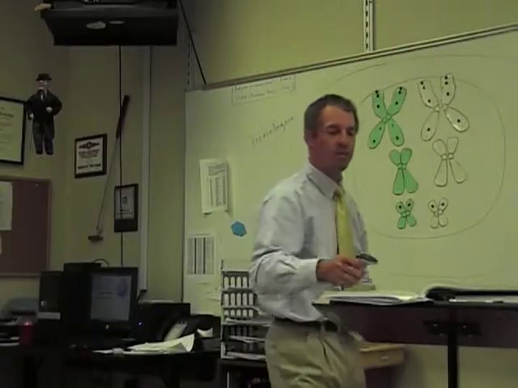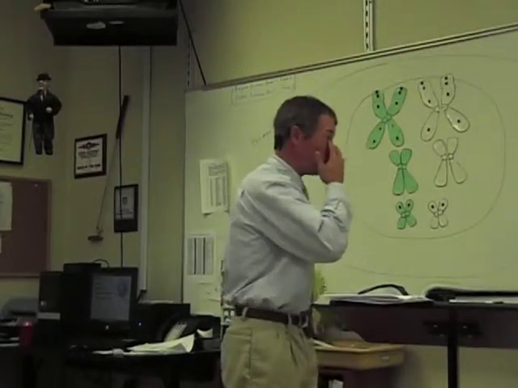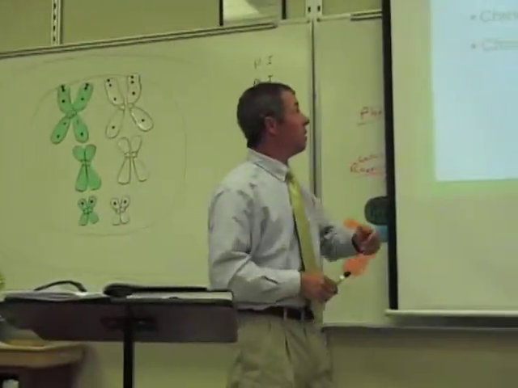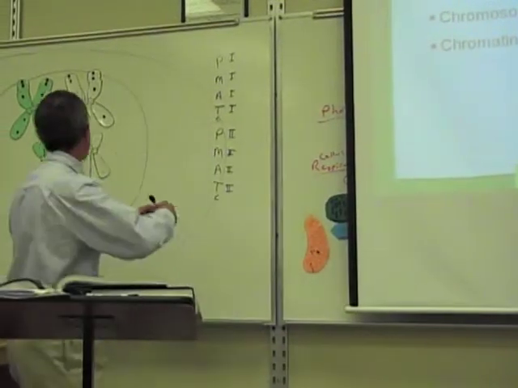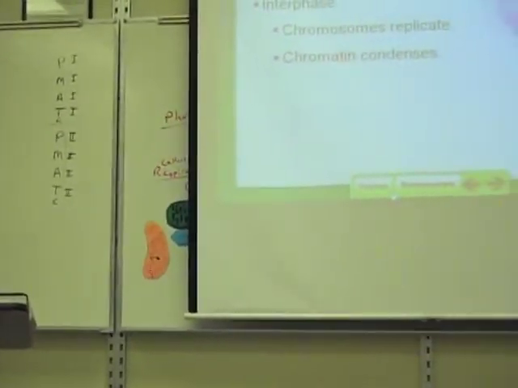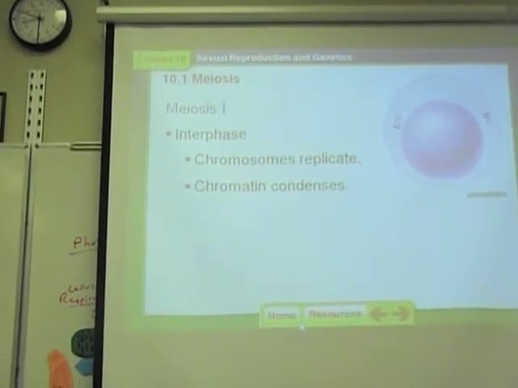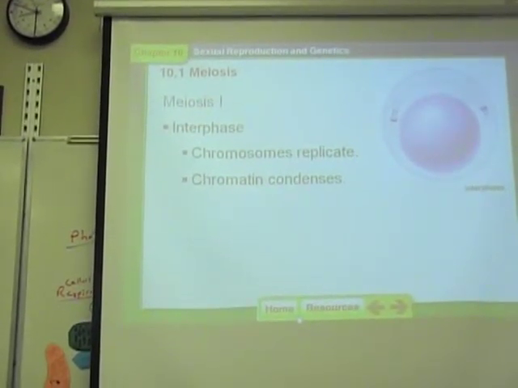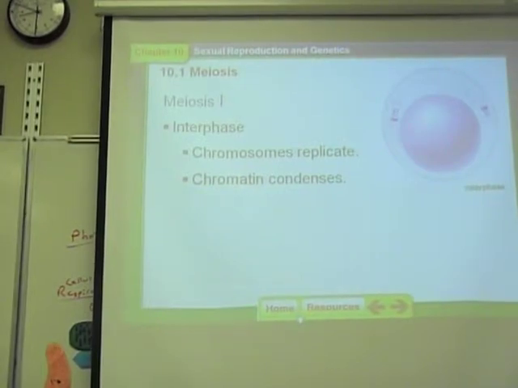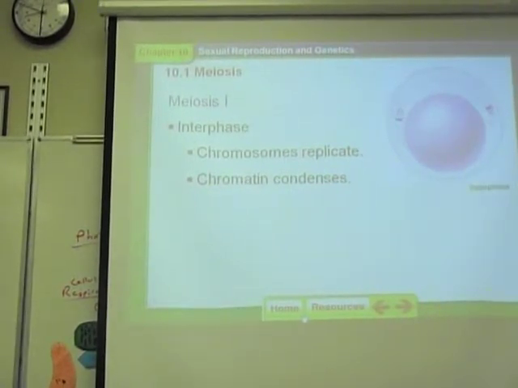So here we go. Meiosis 1. Same things happen in interphase as before. I don't have any magnets, so I use these yellow things. Hey, bro, should I hit the lights? I'm going to keep them on so it's easier to see this. Okay? Sorry.